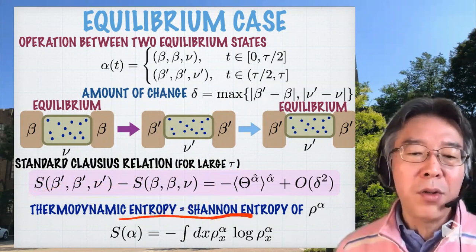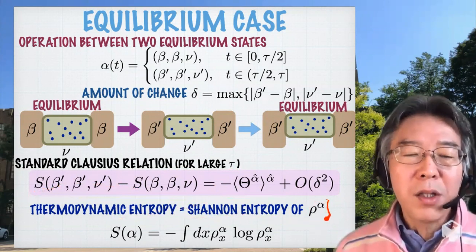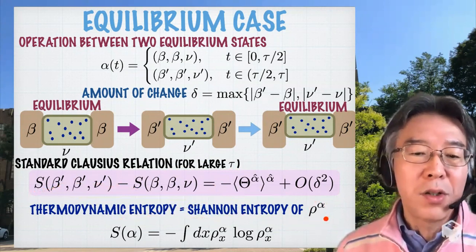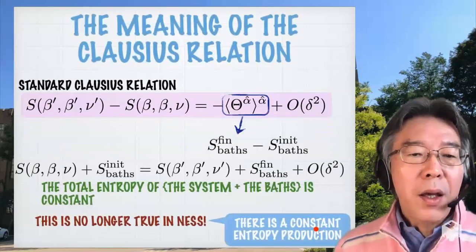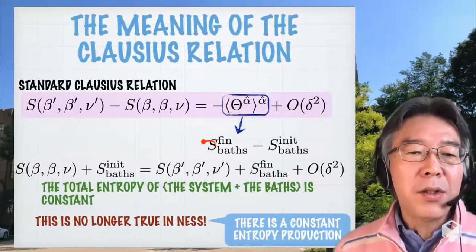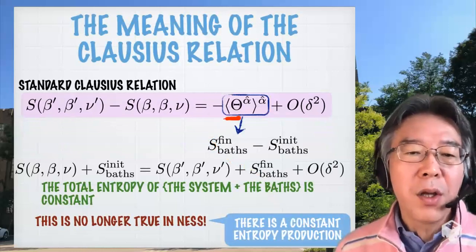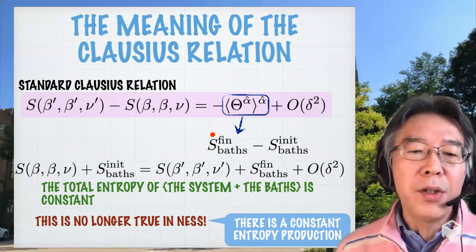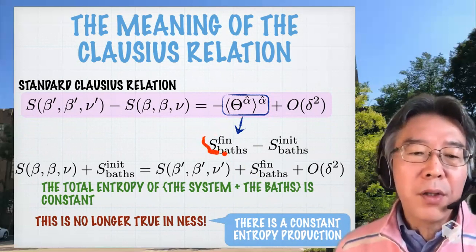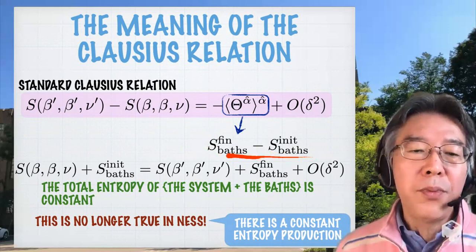It's a Shannon entropy of rho. In this case, rho is just a canonical distribution. So it's a very standard thing. And in this case, this has a simple interpretation. So this is a total entropy production. So it means that this is a difference of the final entropy and the initial entropy of the bath.